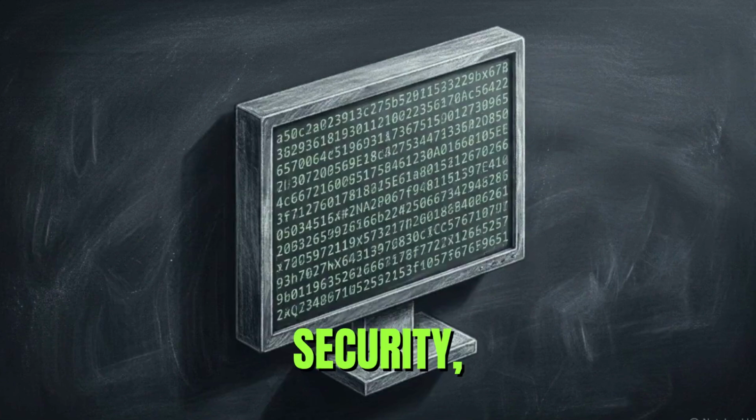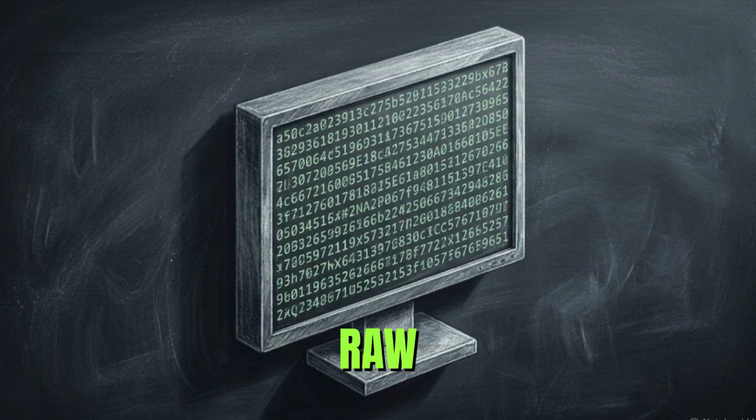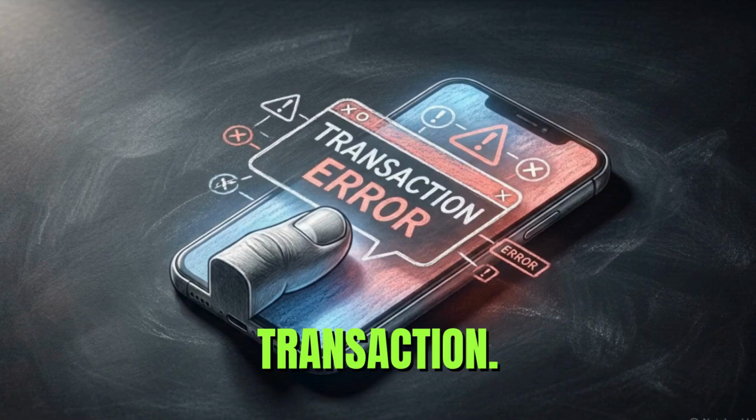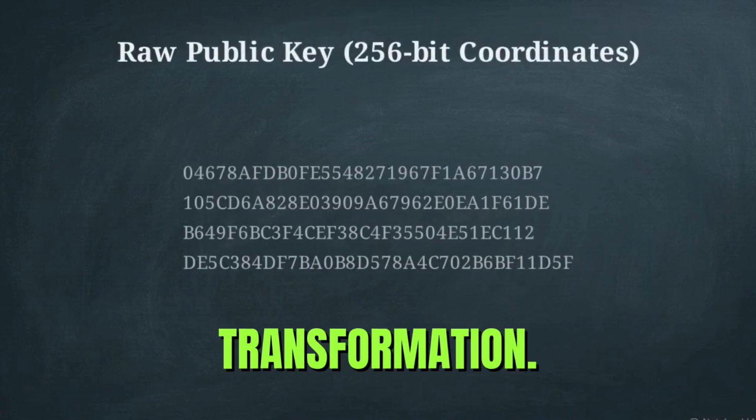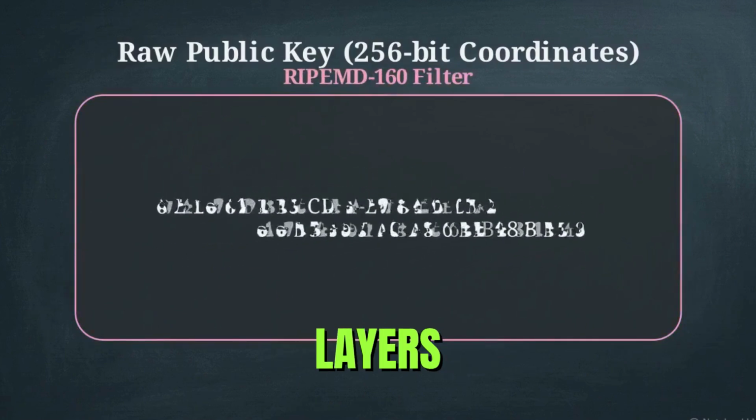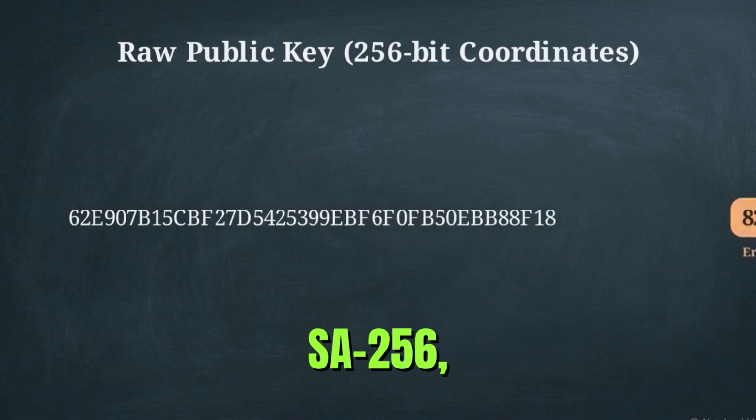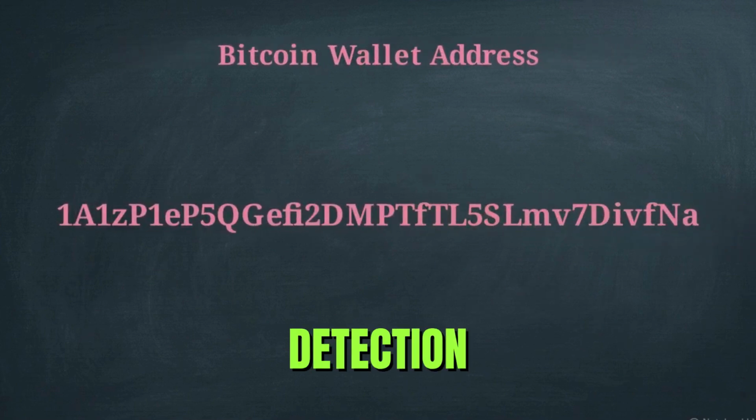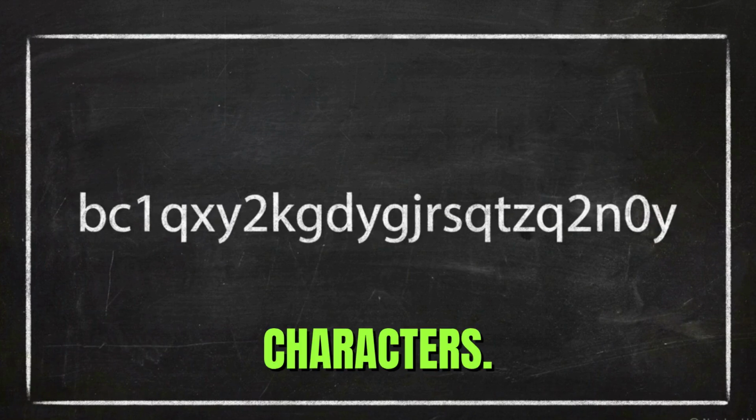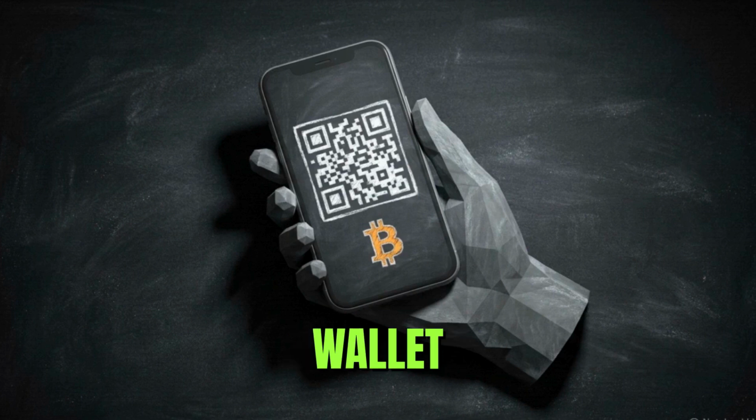Even with perfect security, there's a practical problem. A raw public key is a 256-bit string of alphanumeric code. It's incredibly long and practically guarantees you would mistype it during a transaction. This diagram shows the final transformation. To make the code usable, the raw coordinates are pushed through layers of hashing, like SHA-256, and bundled with built-in error detection codes. What comes out the other side is a short, clean string of characters. This is the standard Bitcoin wallet address that people interact with on their phones today.